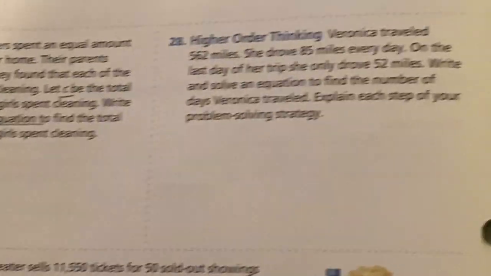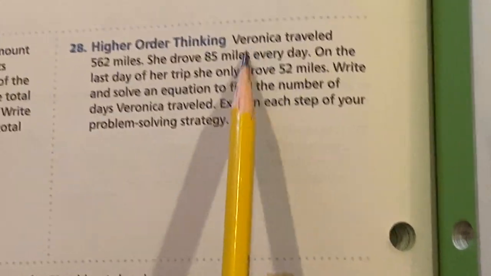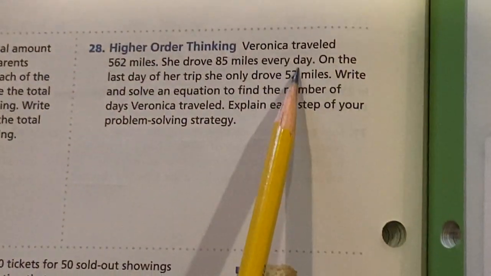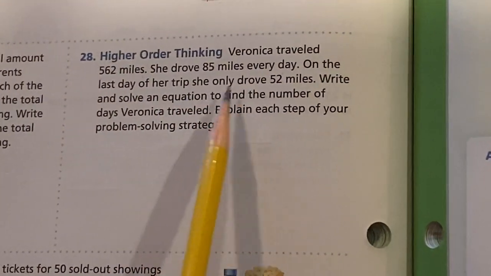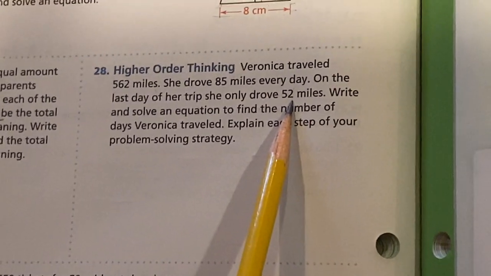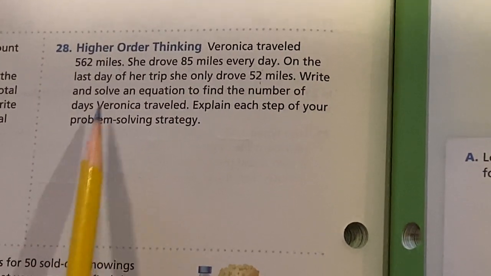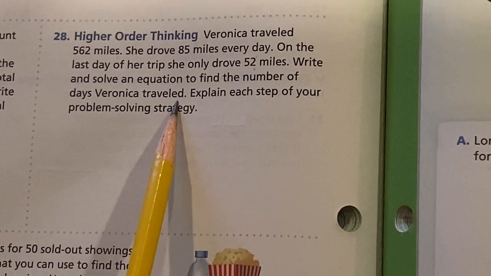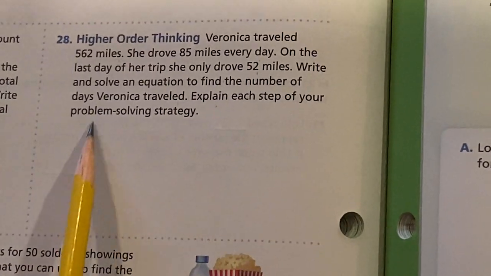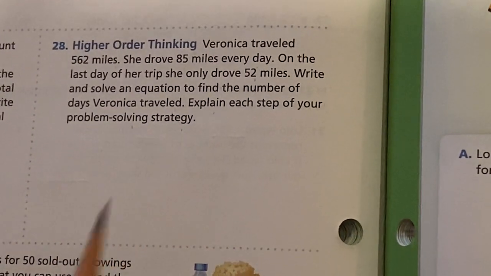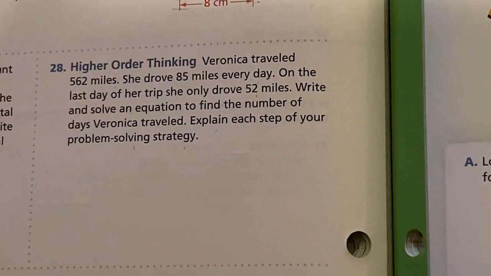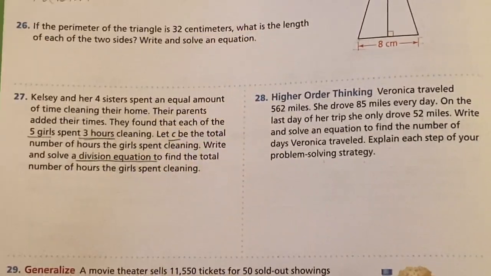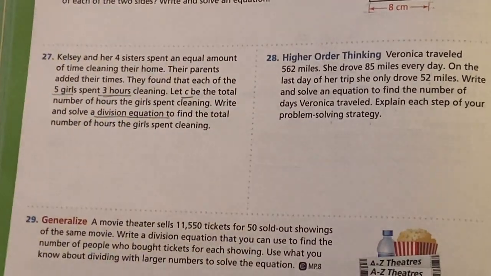Okay, now higher order thinking. Veronica traveled 562 miles. She drove 85 miles per day. On the last day of her trip, she only drove 52 miles. Write and solve an equation to find the number of days Veronica traveled. Explain each step of your problem-solving strategy. I like this one. I think it really makes you think a little bit. So, why don't you pause, set up those equations and solve them, and then check to see how you did.